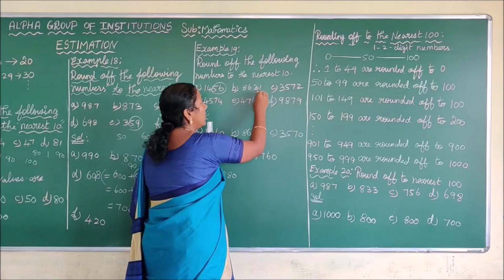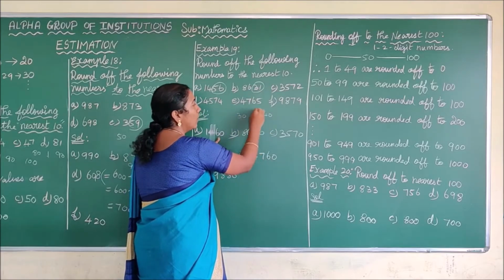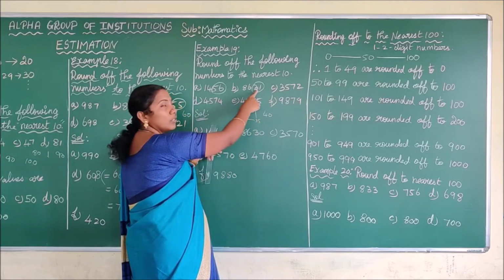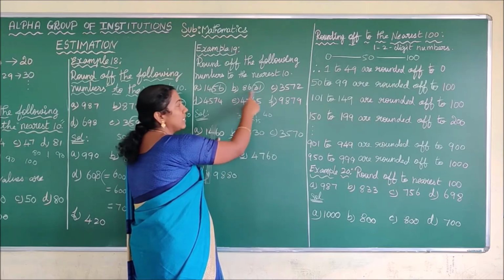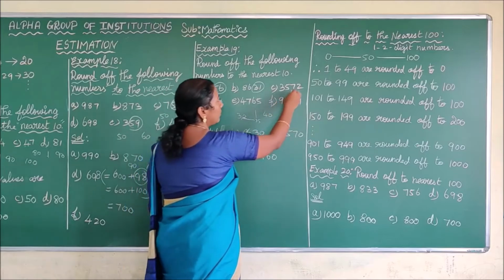8631. You have to consider the last two digits, 31. 31 lies between 30 and 40. So before 35, the numbers are rounded off to 30 only. So 31 is rounded off to 30. Thus the rounded value of this number is 8630. See the next one.